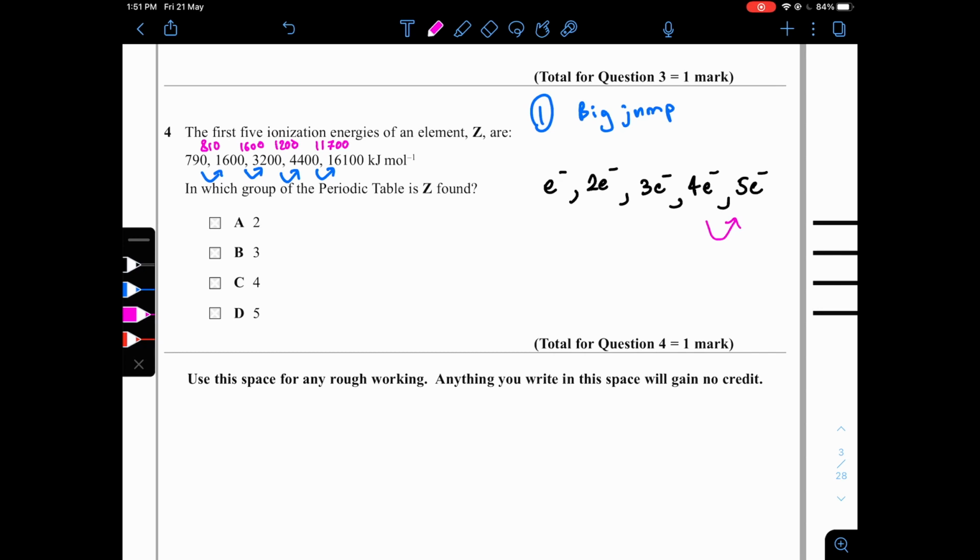That means after you take four away, element Z is now stable. By stable, what do we mean? We mean a full outer shell. Now, because we mean a full outer shell, this means that Z has four valence electrons. And because it has four valence electrons, we can conclude that the group of element Z has to be C. It has to be four, group four.